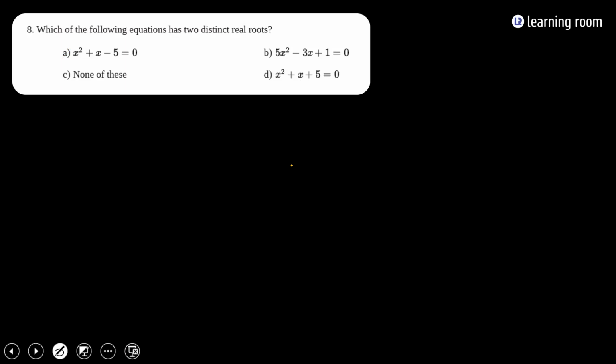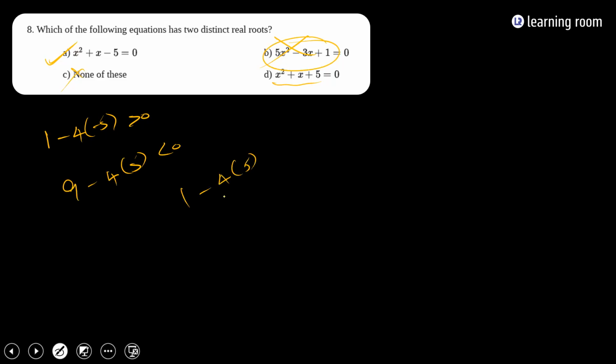Which of the following equations has distinct real roots? Find the discriminant for everything. So first one, b square minus 4ac greater than 0. This one has. This one, b square minus 4ac less than 0. None of these either. X square plus x plus 5. So b square minus 4 into 5. So A is the answer.